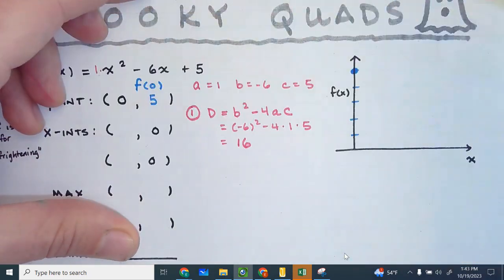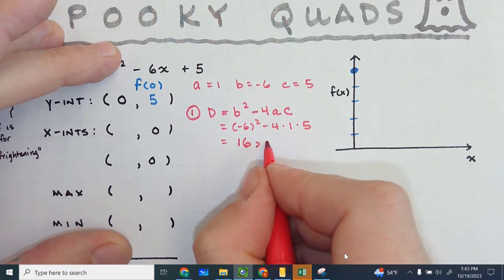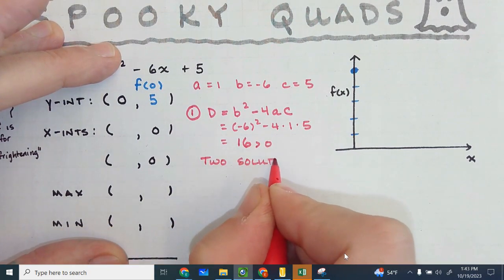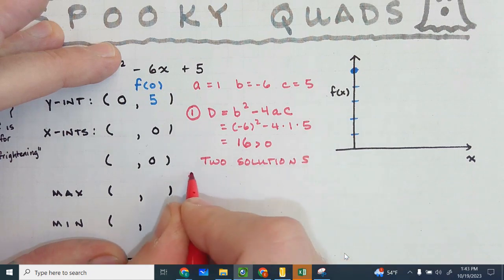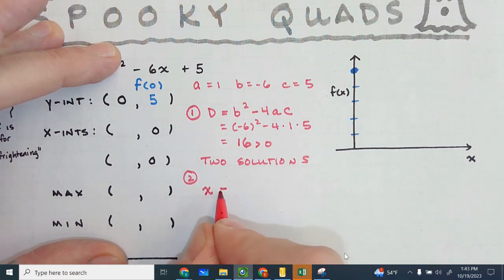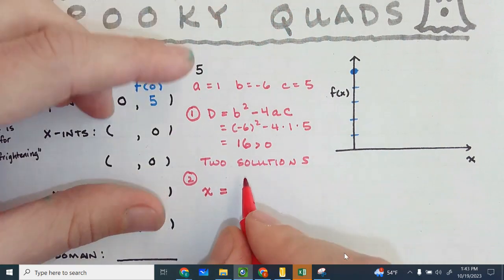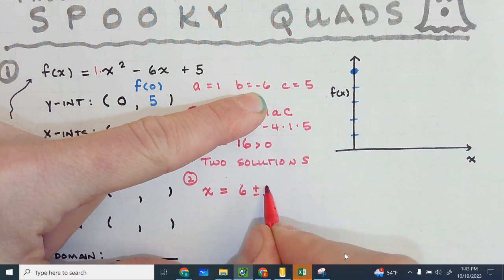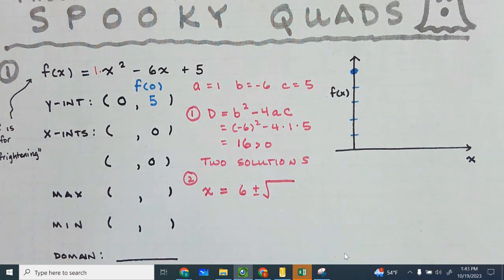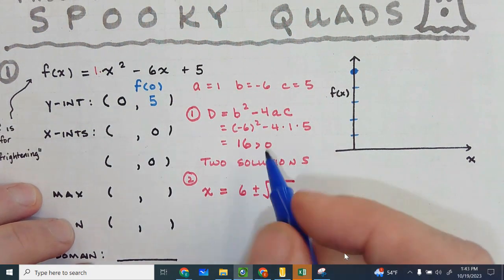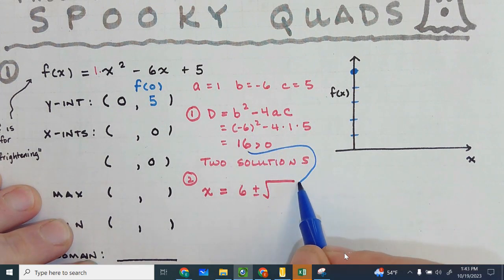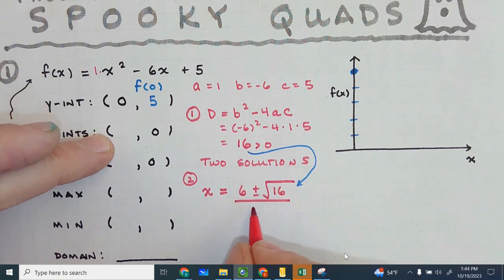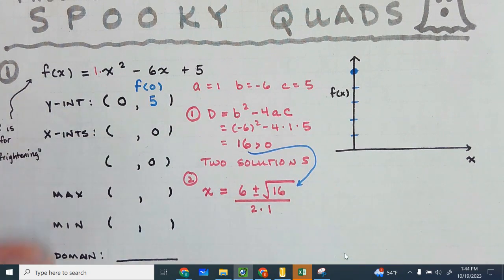All right, so now that we know that this is going to be 2 solutions, next step, x is equal to the opposite of b. Our b value is negative 6, so 6 plus or minus the square root of b squared minus 4ac, which we already found. We already did this, so take that 16, just plug it in here, all over 2 times the a value.